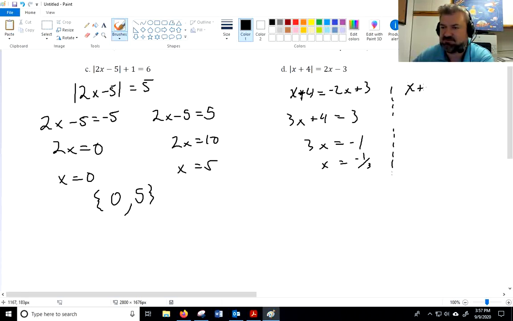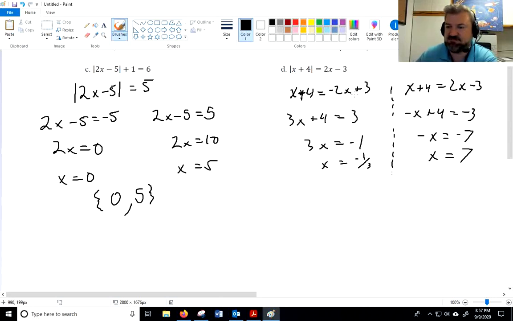I have x plus 4 equals a positive 2x minus 3. So that's a negative x plus 4 equals negative 3. So it's a negative x equals negative 7. So x is equal to 7. 7 plus 4 is 11. The absolute value of 11, does that equal 7 times 2, 14? Yeah, that one works.